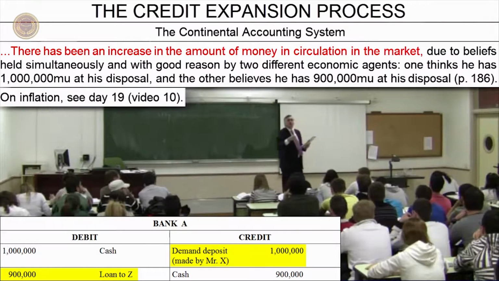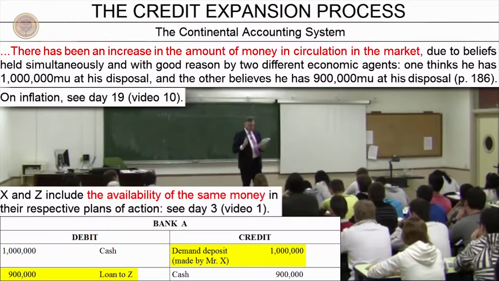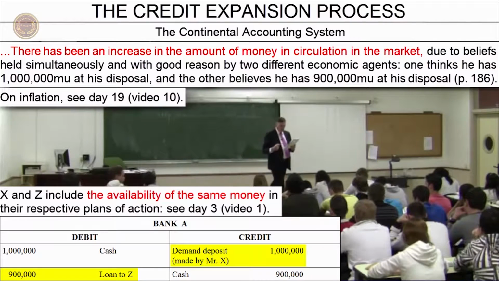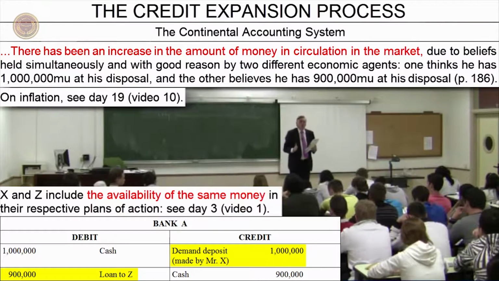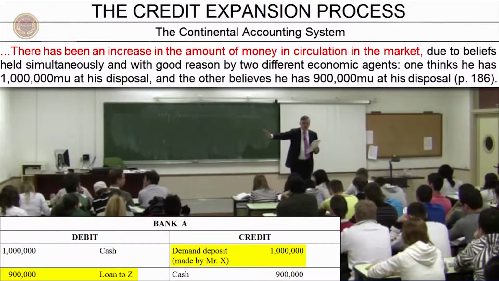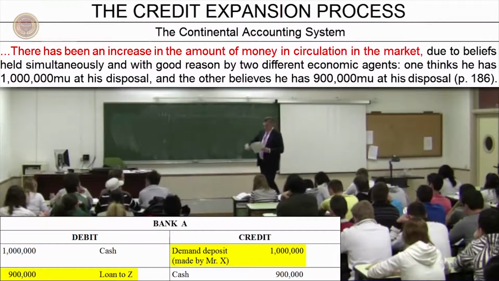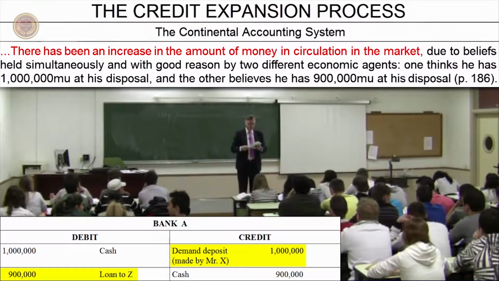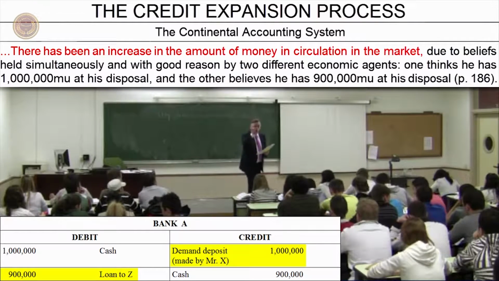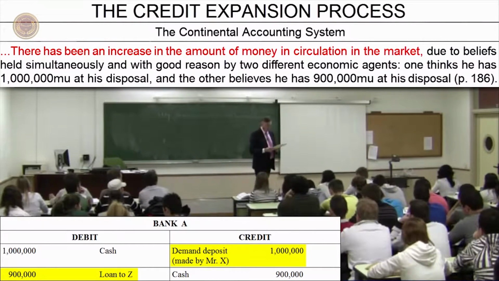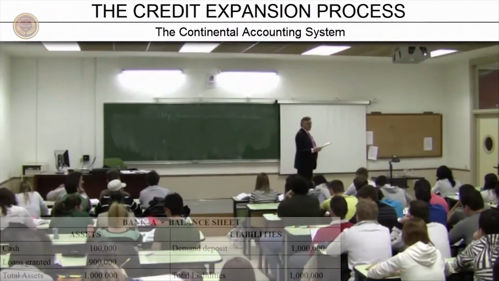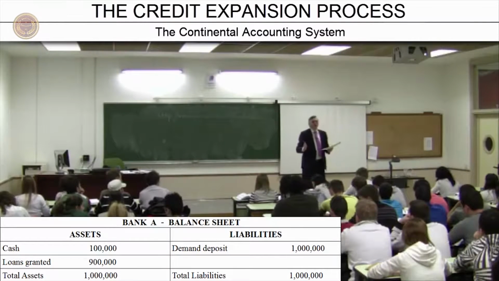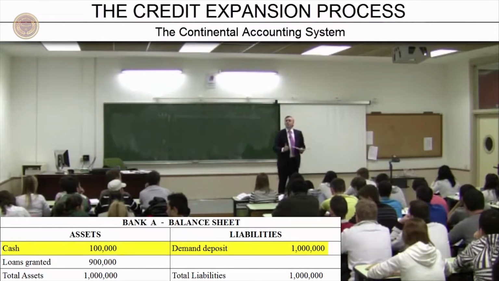That is, an inflationary effect emerges, because two different economic agents simultaneously consider, and with good reason, that they possess the same money Mr. X believes he has. And in fact he does have 1 million euros in his cash balances in the form of a deposit, and the directors of Company Z, the other economic agent, believe 90% of that money is in their physical possession, because it has been handed over to them as a loan. Notice how the phenomenon of dual availability and an increase in the money supply occurs.